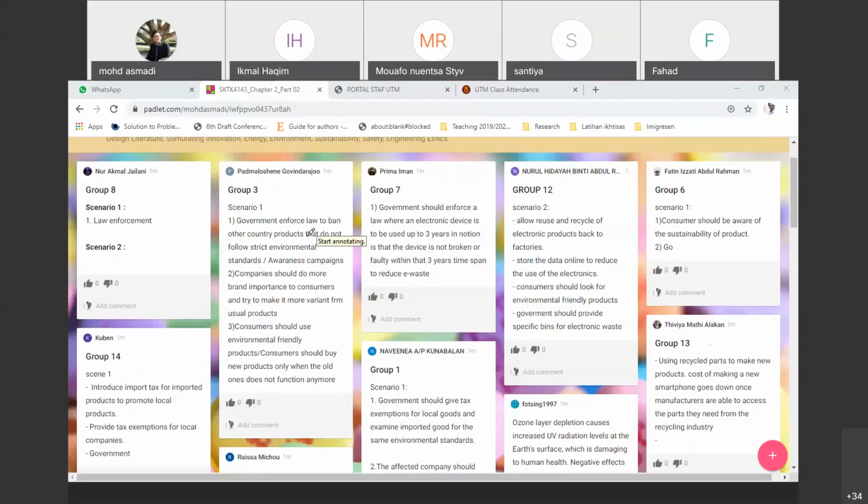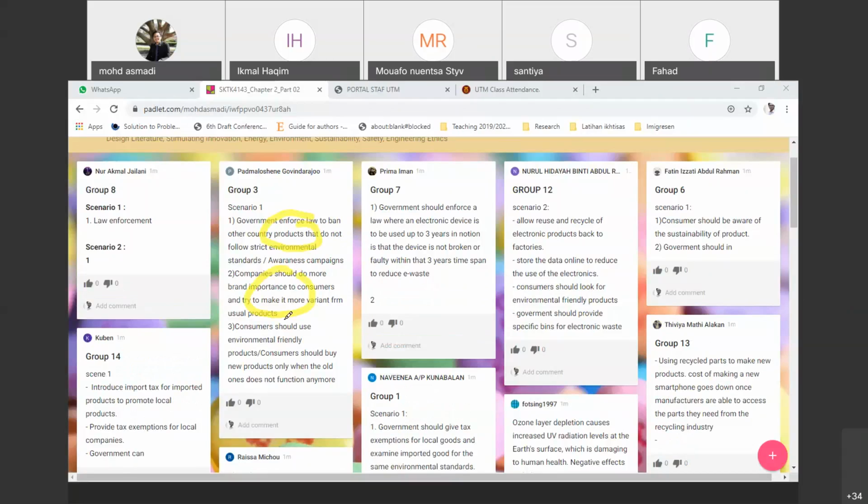Ban the country products that do not treat the environment. Companies should do more branding to consumers. Environmentally friendly. Okay, good.